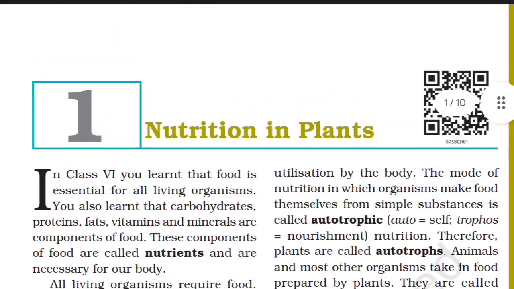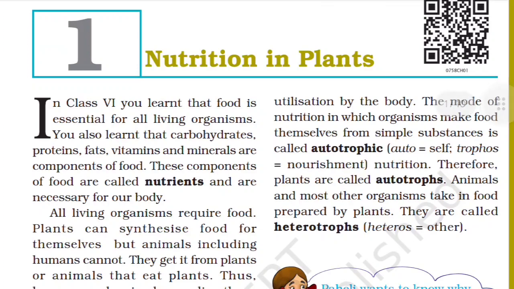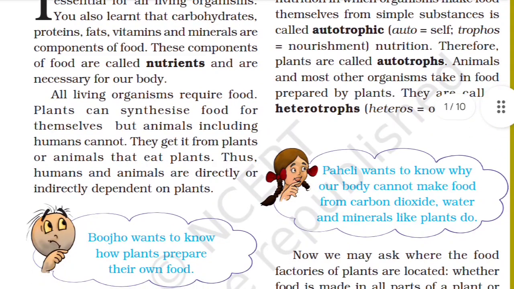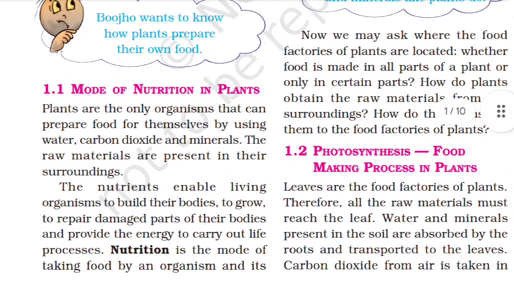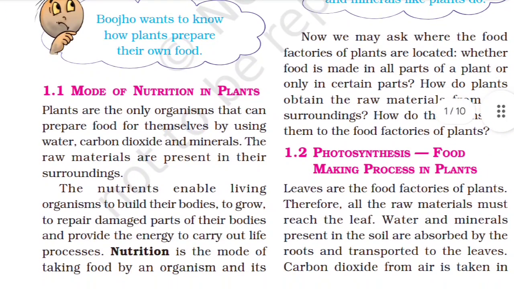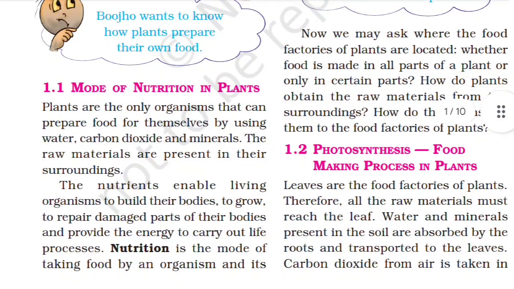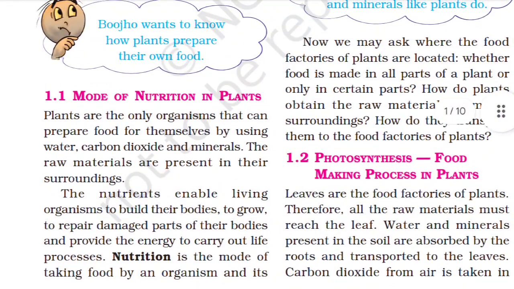Normally only green plants or some algae are autotrophs. That means they can prepare their food on their own. So here we will study the process of preparation of food in plants, that is photosynthesis. What is photosynthesis? The process of food preparation in green plants.